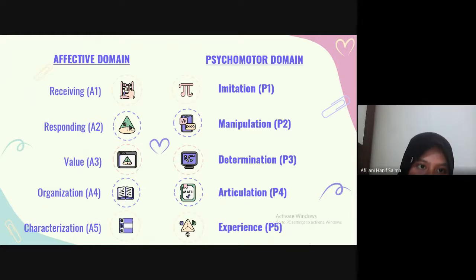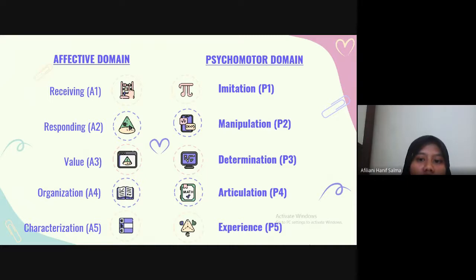And the last in the affective domain is characterization, or we can call it A5. This refers to a person's character and life force. Next is about the psychomotor domain. There are 5 in the psychomotor domain, that is imitation, or we can call it P1. This occurs when students observe a movement and start to respond similarly to what was observed.